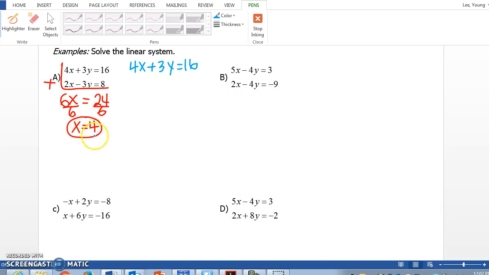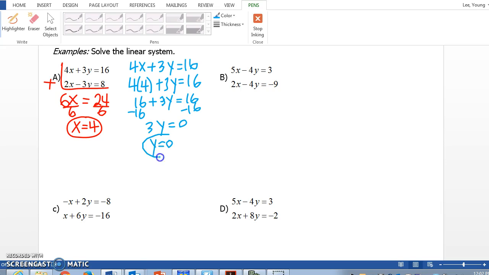Now we're going to substitute this 4 into x. So 4 times 4 plus 3y equals 16. 4 times 4 is 16. We're going to solve for y so we can find the value of y. How do you isolate y? We need to subtract 16 from both sides. So 3y is equal to 0. Y is equal to 0, because we need to divide by 3. Correct?